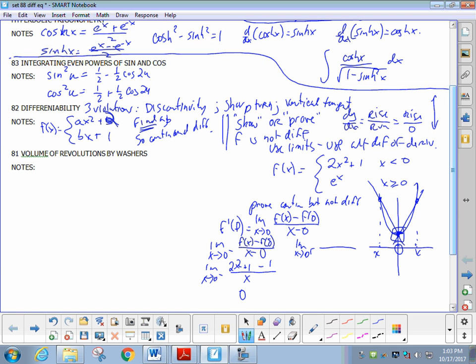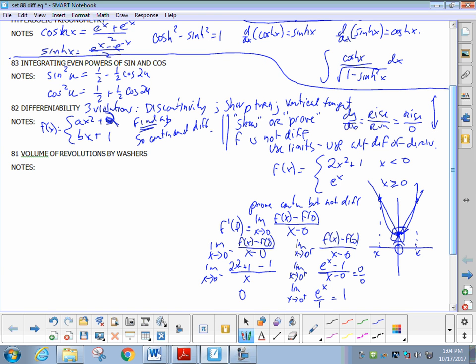I could then say, what about the slopes from the right-hand side? If I choose another point on the curve on the right-hand side, then instead of the parabola, now I'm using the e to the x function, e to the x minus 1 over x minus 0. That's 0 over 0. What does that mean? 0? No, 0 over 0 is not 0. We know 0 over 0 is indeterminate, right? So what would you do? You would do L'Hopital.